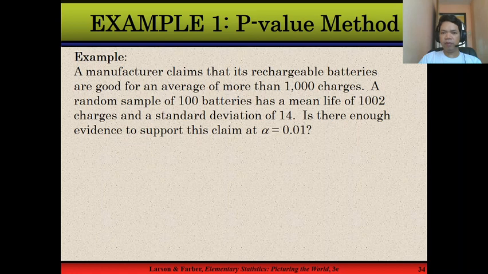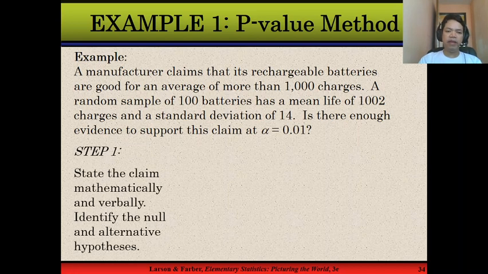Okay, let's solve this one using the p-value method. Step 1. State the claim mathematically and verbally. Identify the null and the alternative hypothesis. Okay, ano yung ating null and alternative?